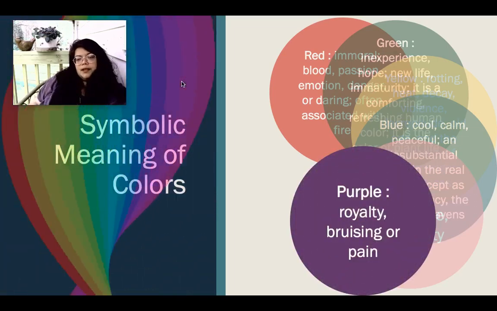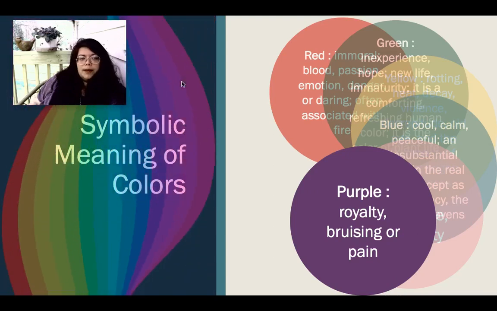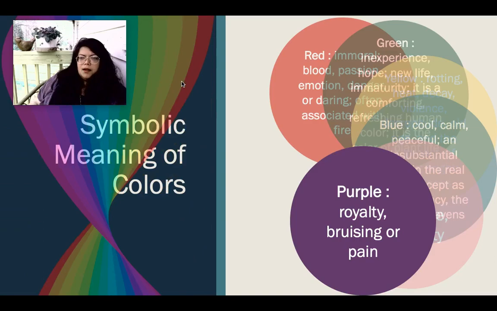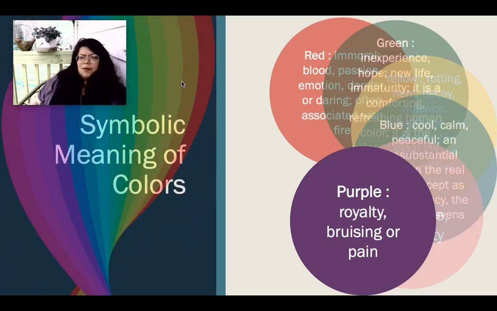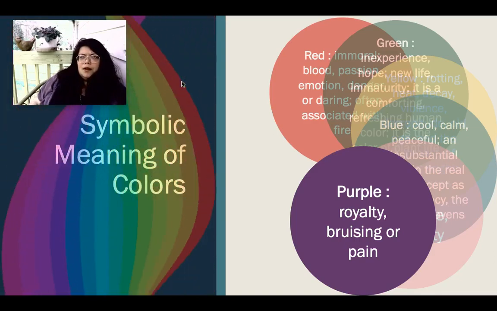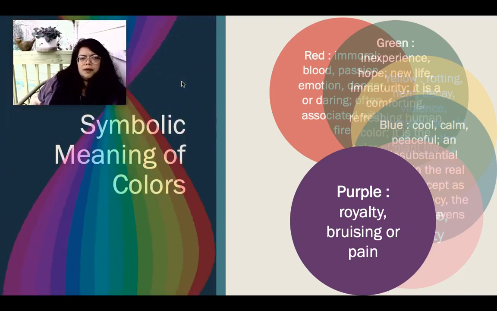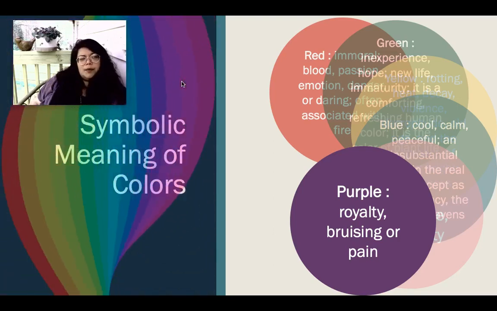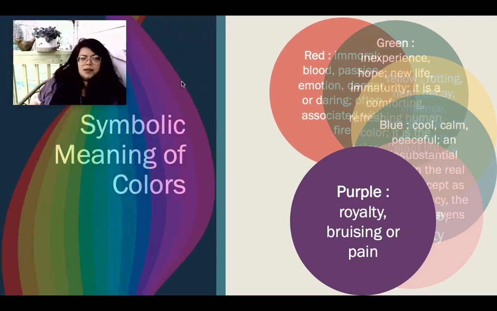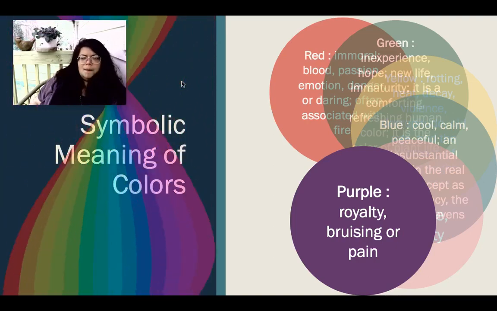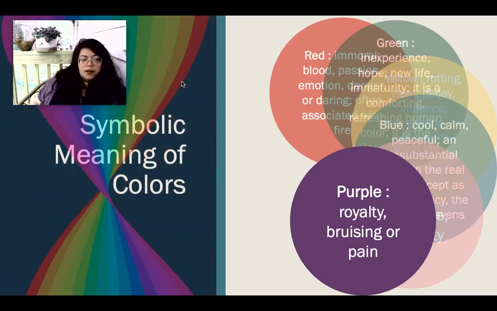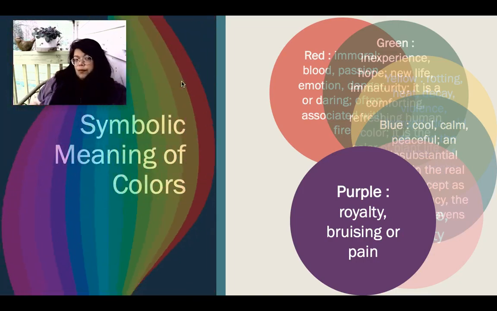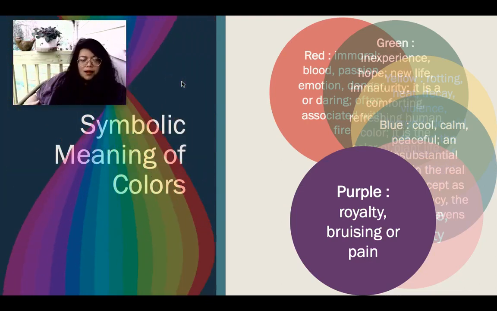Purple, royalty, also bruising and pain. Purple's an interesting color in that it was associated as a very feminine color, which is not traditionally what purple represents. Purple actually used to represent royalty, and also sort of strength, right? Because to be royal was to embody a sort of sense of strength.